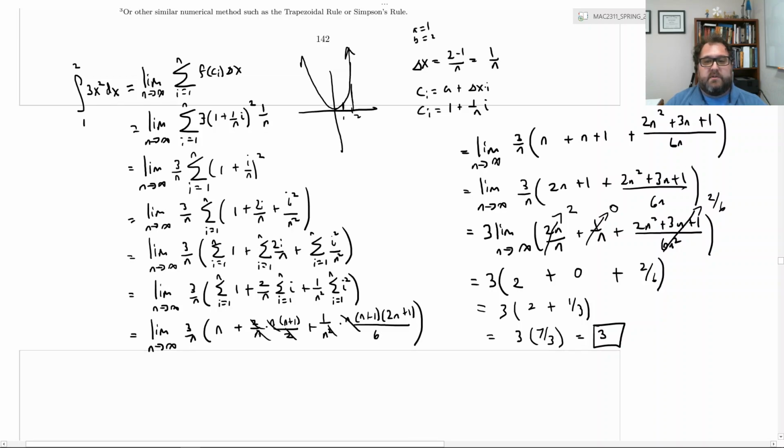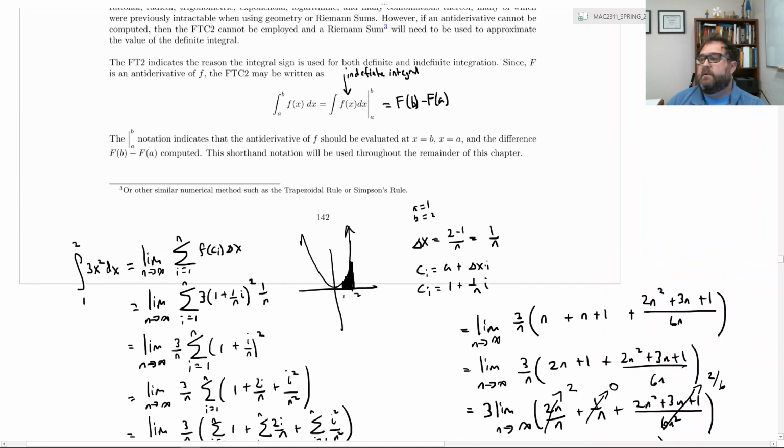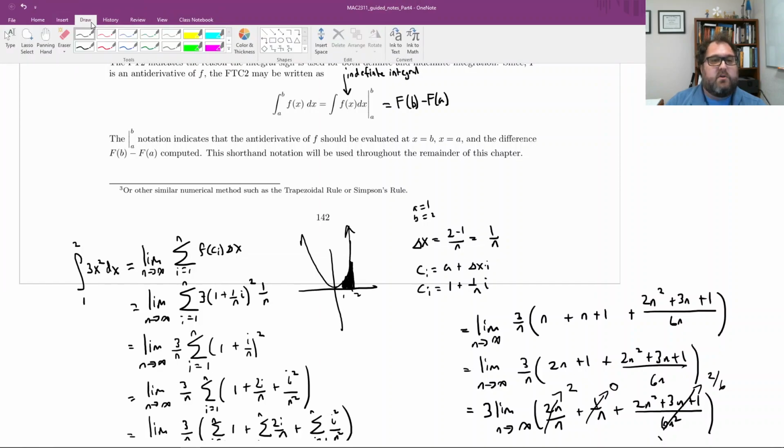So from 1 to 2 is like this region, and that region is at or above the x-axis. So yeah, we could say that is the net area, or the area is 3. Okay? Now, here's the crazy thing. Let's find the exact same answer using the fundamental theorem. Let's show how much quicker it's going to be for this particular example.